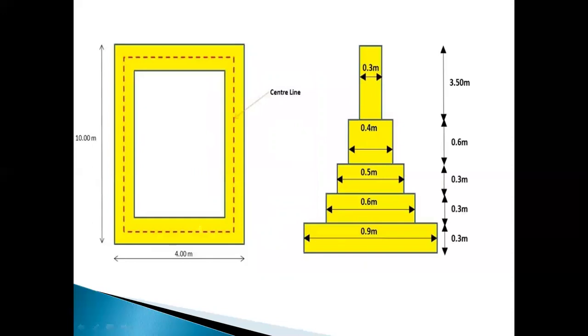This is the plan and section. Total length is 10 meters. Short wall total length is 4 meters. Here we are given the CC bed, first footing, second footing, plinth wall and superstructure wall. Here we find out the totals in tabular form. This is the plan and section.